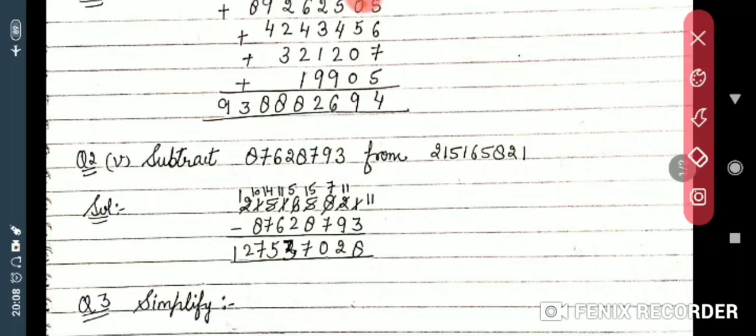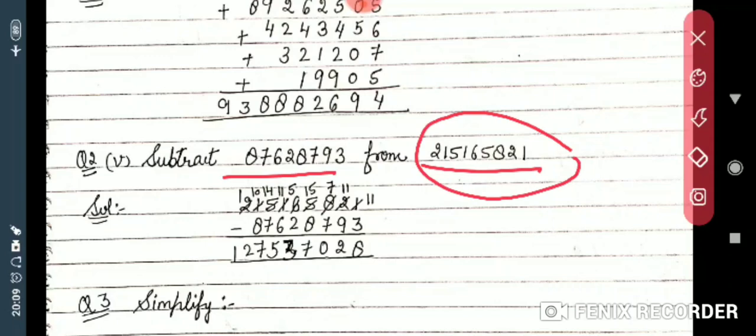Next, how we can subtract larger numbers. So subtract this number from this. From means you have to subtract from this. So what is the number? 21 crore 51 lakh 65,821 and this is 8 crore 76 lakh 28,793. Similarly you can subtract this.